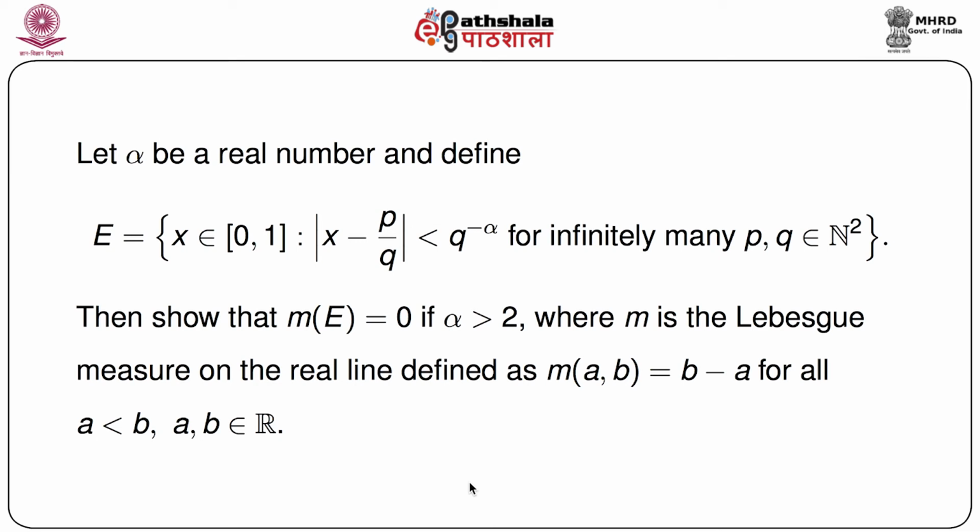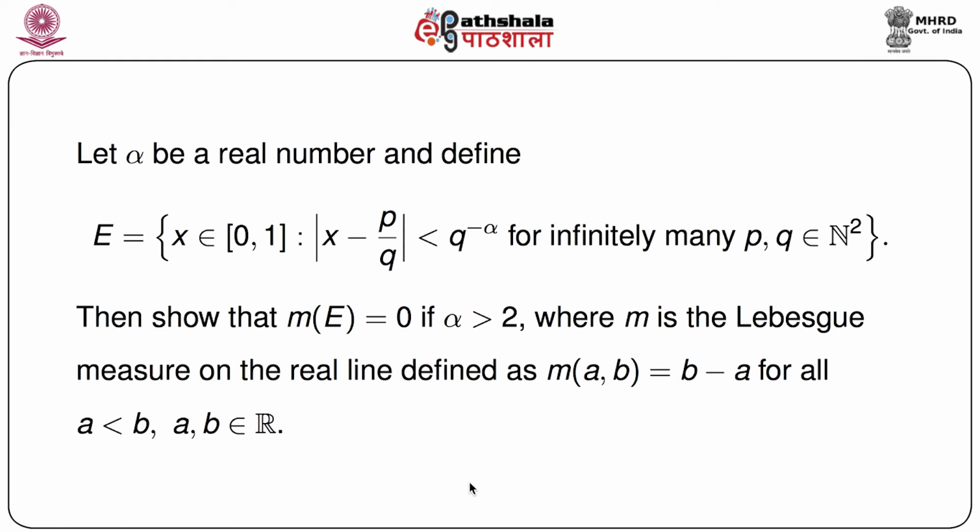Let alpha be a real number, and let us define another set E as the set of x belonging to the closed interval 0 to 1 such that modulus of x minus p by q is less than q to the power minus alpha for infinitely many (p, q) belonging to N square. That is N cross N, or N square.